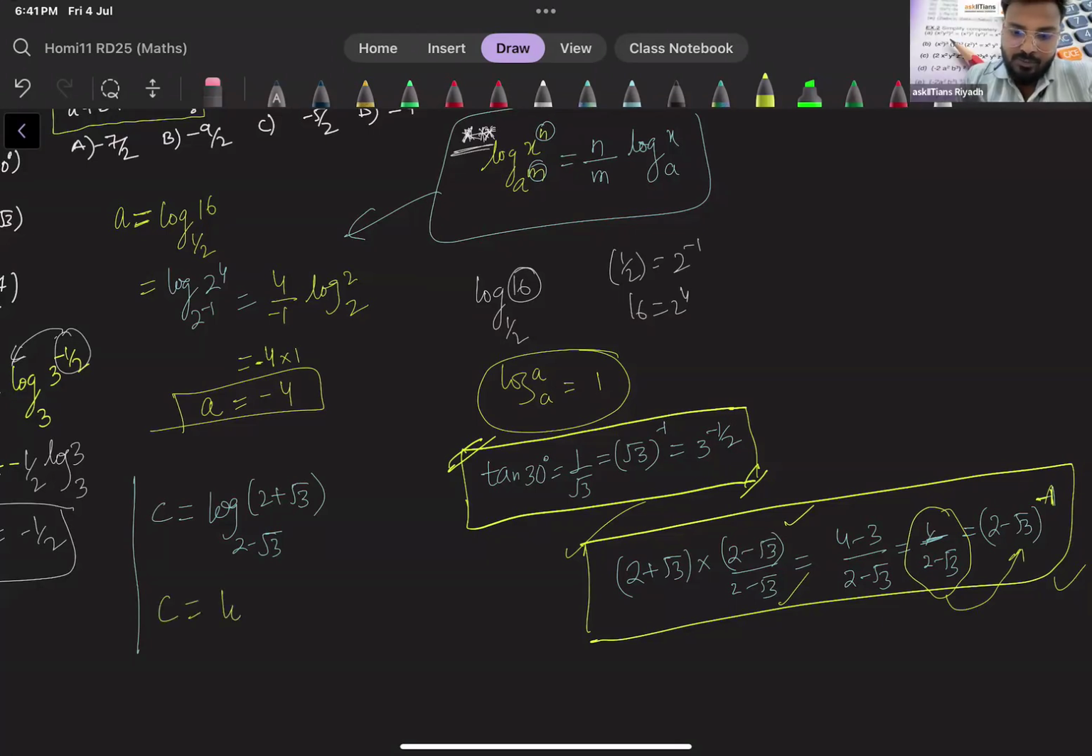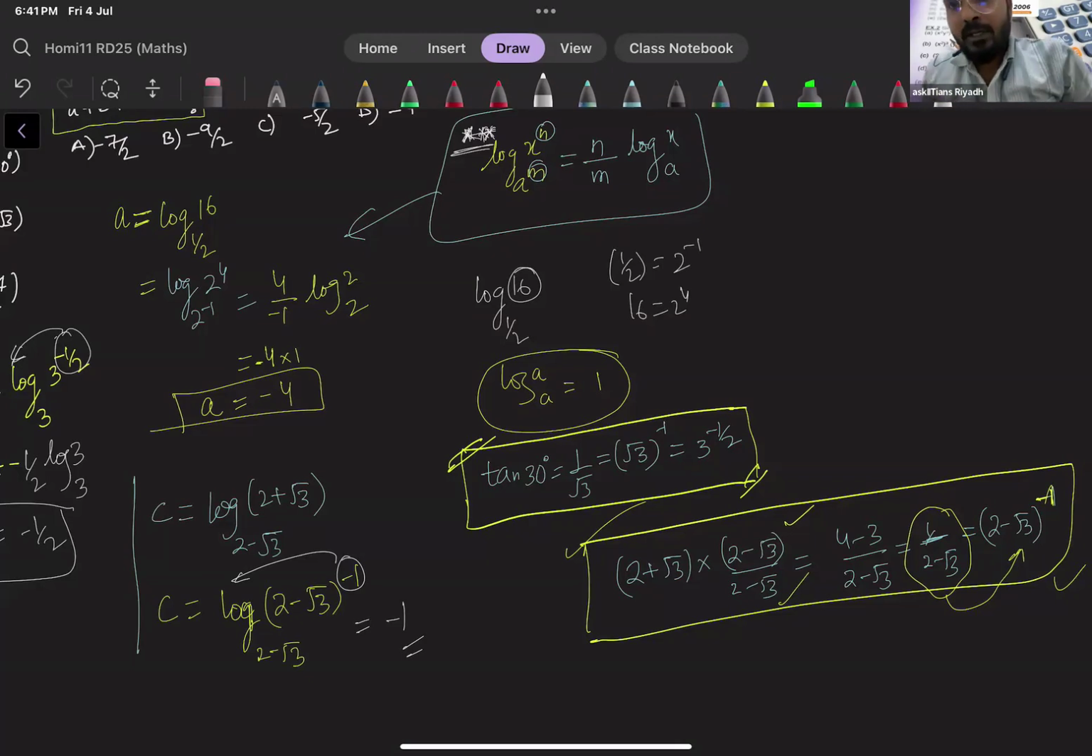c equals log of, now we can replace this whole value in the argument with 2 minus root 3 raised to the power minus 1, and the base is 2 minus root 3. Now we can take the exponent outside of log, so it is going to be minus 1. And then you will see, guys, log a to the base a: when base and argument are both the same, it will be 1. So the value of c will be minus 1. Any doubt? If you have a doubt, ask, don't be shy.